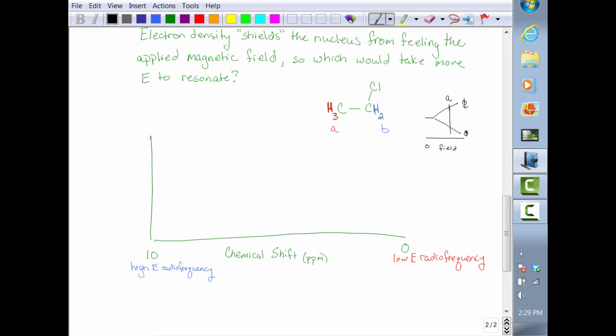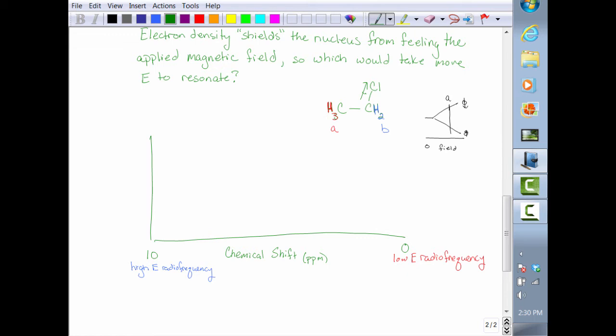So let's ask this question. Which one of the hydrogens is surrounded by more electron density? The hydrogens on the methyl group, A, or the hydrogens next to a halogen, B? Hydrogens next to an electronegative atom, which ones have more electron density around them? Remember that this is a polar bond, right? And it's pulling electron density away from the carbon. And so the carbon will pull electron density away from the hydrogens in turn.